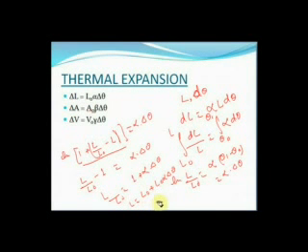So from here we can write L minus L0 is equal to L0 alpha delta theta. Now L minus L0 is nothing but delta L. So delta L is equal to L0 alpha delta theta. Similarly, we can derive expressions for delta A and delta V, where delta A represents the change in area, delta V represents the change in volume. Here beta is the coefficient of superficial expansion, and gamma is the coefficient of volume expansion.